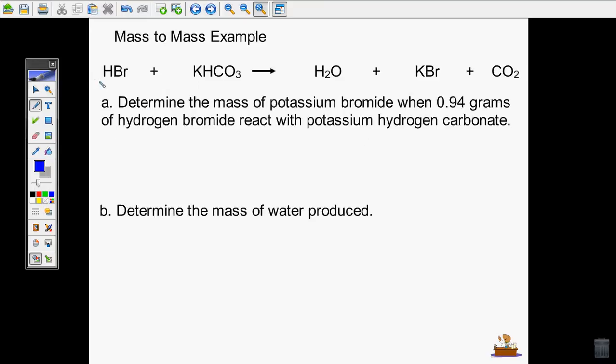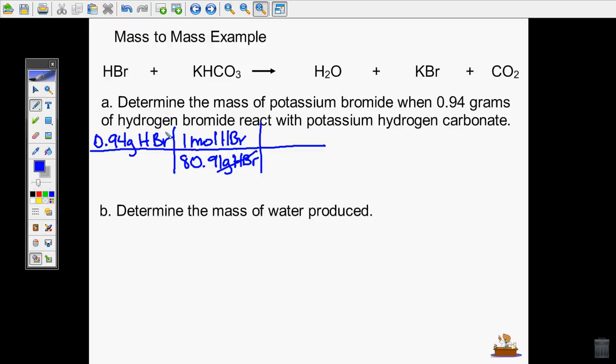Alright, first step, always balance your equation. This one just happened to already be balanced, so we want to determine the mass of potassium bromide. 0.94 grams of hydrogen bromide react with potassium hydrogen carbonate. Okay, so I'm going to start with what they give me, the 0.94 grams hydrogen bromide. And so I need to go from grams to moles because I want my molar ratio. And the molar mass of hydrogen bromide is 80.91 grams per mole. Hydrogen bromide. Oops.